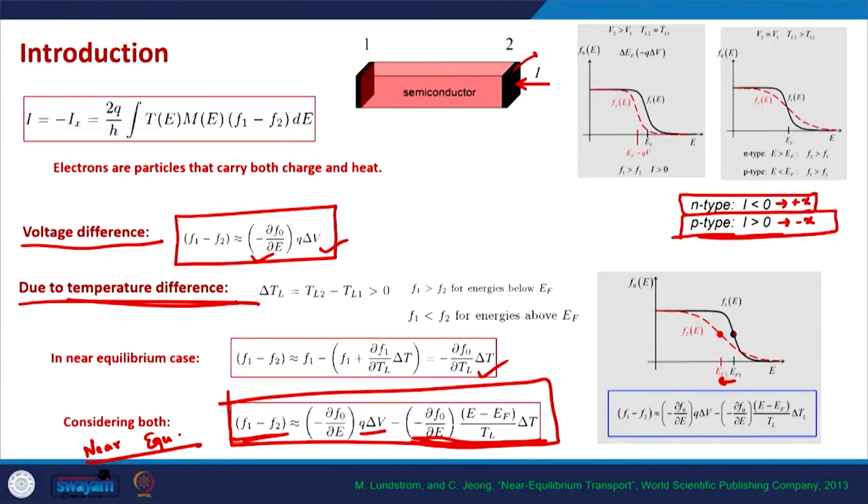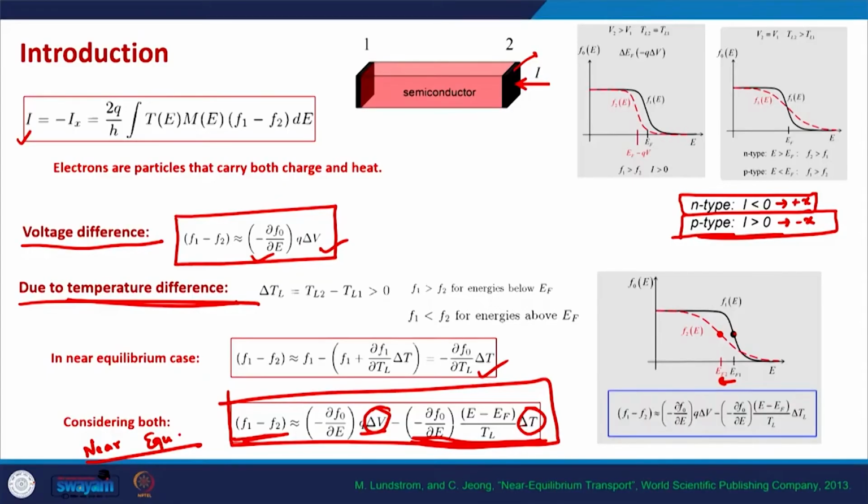So with this background, what we can say is that the current will conduct because of the two driving factors. One is the voltage difference and second is the temperature difference across the conductor. And in order to properly model the current in any conductor, we need to take into account both of these parameters while doing the actual current calculation.